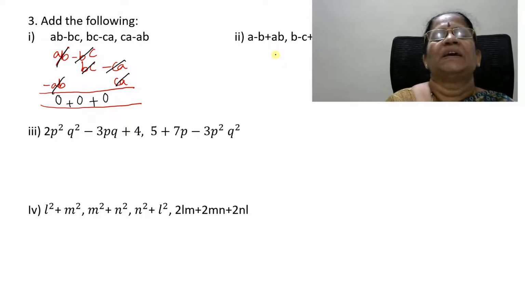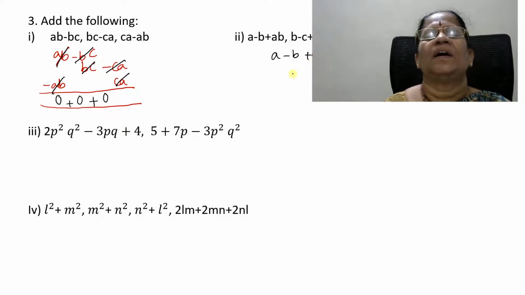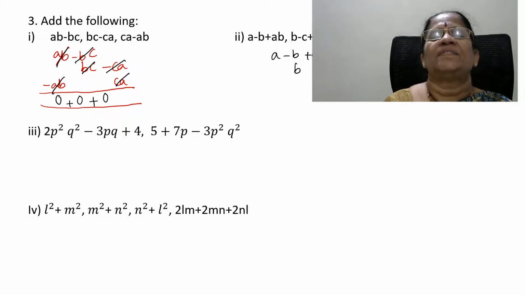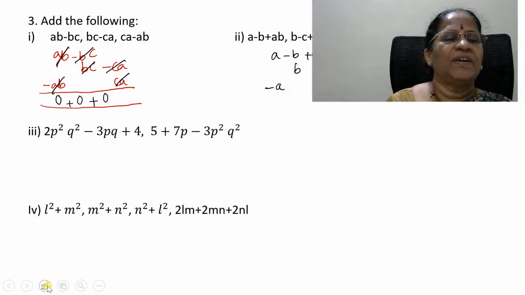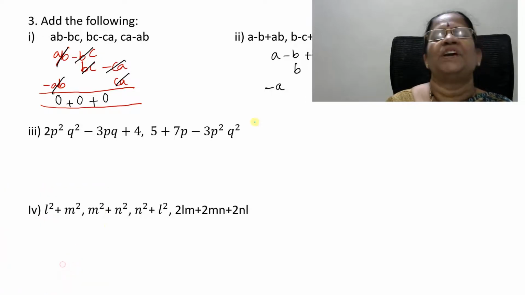Next, A minus B plus AB, B minus C plus BC and C minus A plus AC. See, while adding or subtracting, you need to write the like terms one below the other.